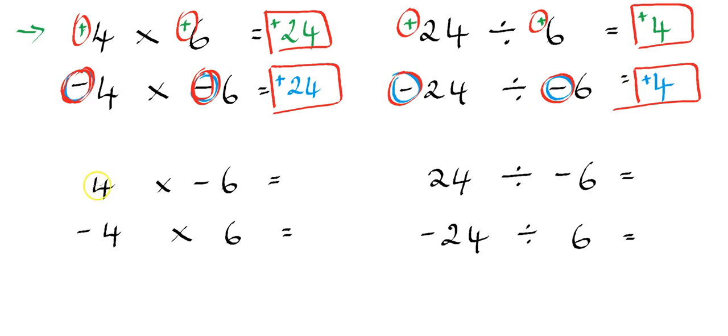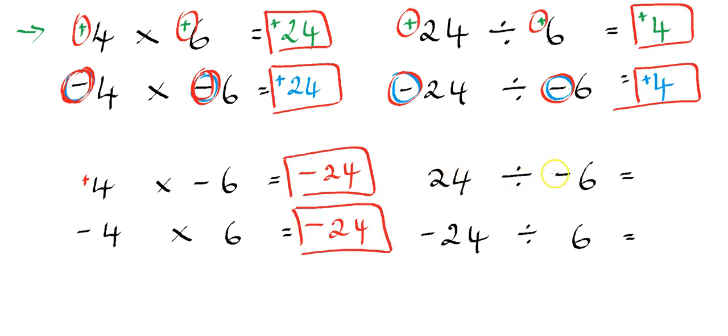So you might be able to guess now if they're different. So we have a positive here and a negative here, what will the answer be? Well, if they're the same, it's positive. So if they're different, it's going to be negative. We have a negative and a positive, so the answer is going to be negative. What is 4 times 6? 24. So a negative times a positive equals a negative. If they are different, it's negative. If they are the same, it's positive.